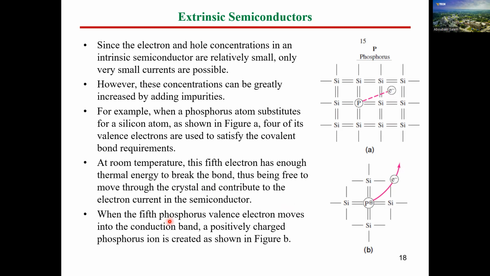When the phosphorus valence electron moves into the conduction band, a positively charged phosphorus ion is created, as shown here. In this case, the phosphorus itself became a positive ion, which means it can accept an electron. So this is the idea, guys. One electron moves to another hole, and another electron is going to be connected here. So this is the motion of electrons, and this is the electrical current flow in a material.